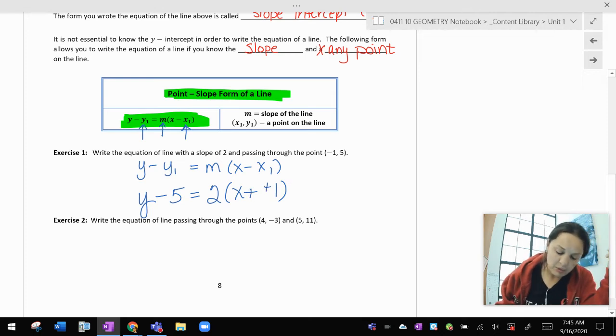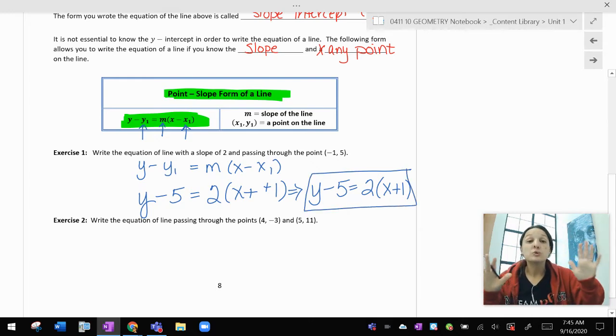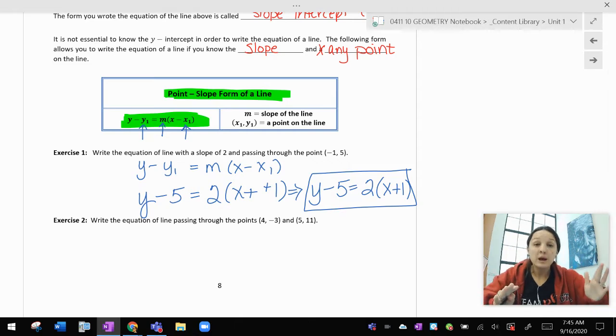Minus, minus, that really becomes a plus. So this equation is y minus 5 equals 2 times x plus 1. That's it. You're done. You can walk away. You don't have to get it in y equals form. You just write it down, maybe do some things with double negatives, and walk away.